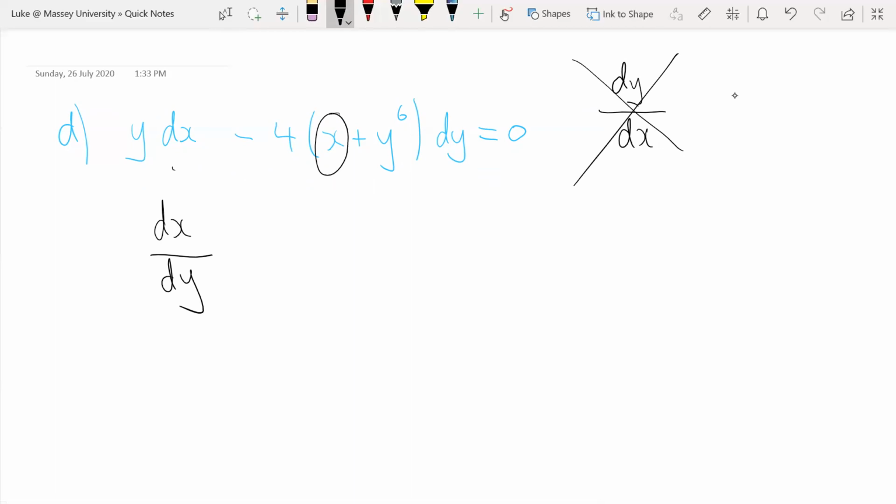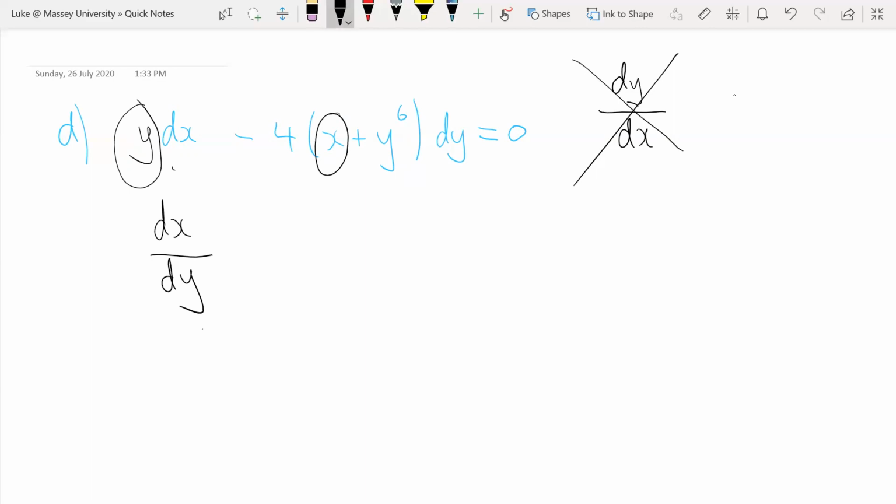In this case, y is going to be my independent variable, and x is going to be my dependent variable. So I can rearrange this equation to write it as a first order linear equation. Let's do that now. If I divide through by dy, then I'm going to get dx by dy. I also want to divide through by this y here to get just dx by dy on its own.